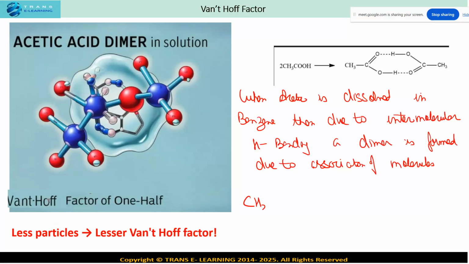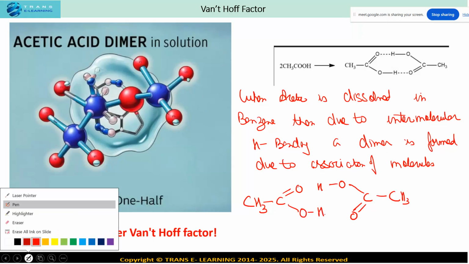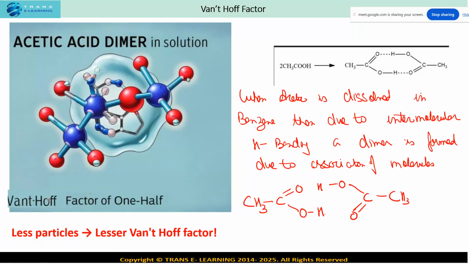For example, if I take one molecule of acetic acid, CH3, that is C, and this is OH, and then you have another molecule, that is CH3, and this is C, and this is double bond O, and this is O and H. So there has to be attraction between the atoms of the two molecules. For example, this is your first acetic acid, this is your second acetic acid. In between, there is an attraction between oxygen and hydrogen. So this will form a hydrogen bond.